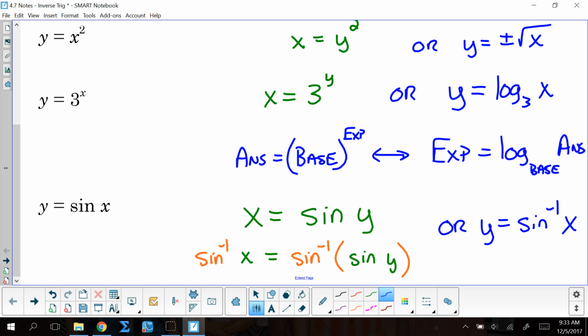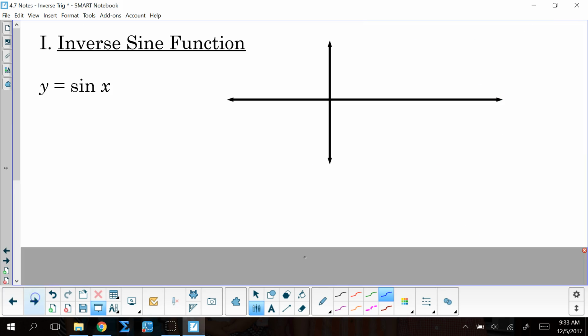Okay. Angle finders. Now, instead of output finders given an angle, now we're finding the angle given the output. Okay? We're switching the process. We're going in reverse. Okay? Let us graph the sine function. We've graphed it for many, many weeks now. Okay? Sine function does what?